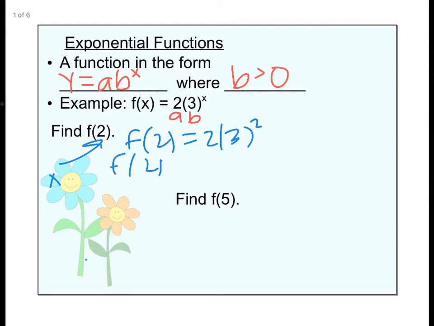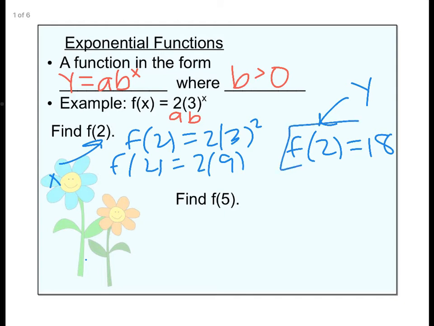So they're saying x is 2, tell me what y is, or my output. If I'm following my order of operations, I would do 3 squared first, which would give me 9. So now I'm left with 2 times 9. So f of 2 is equal to 18. Remember, f of 2 could also be written as y, but essentially that says when x is 2, y is 18.